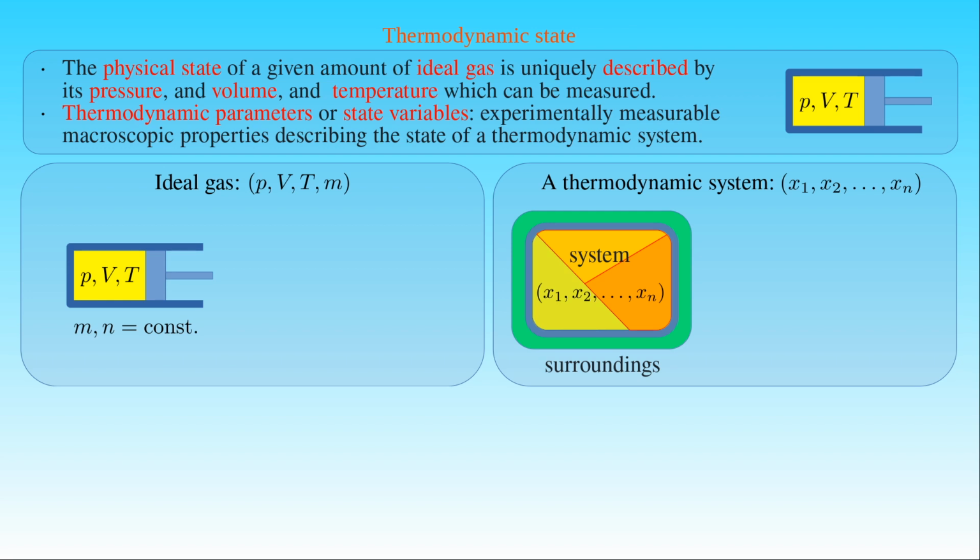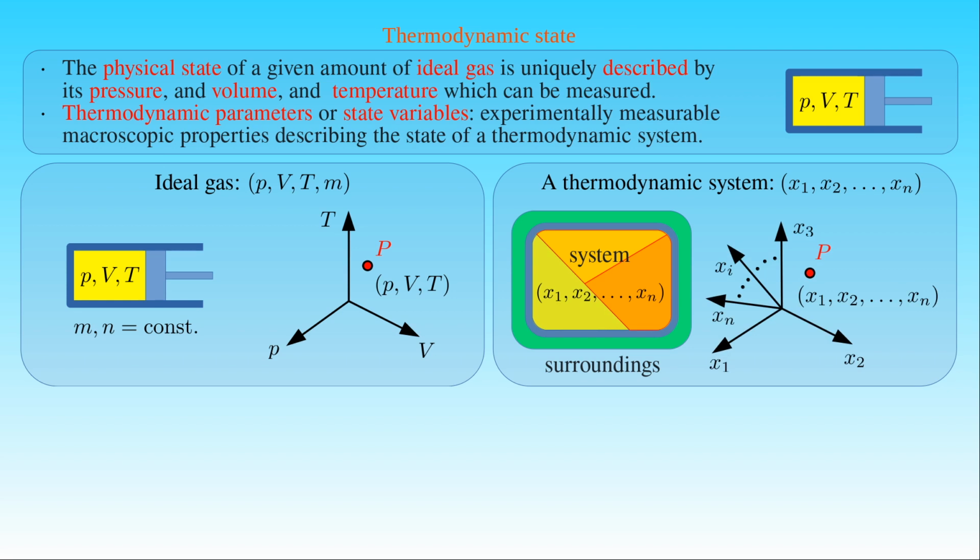Since the state variables for a given amount of ideal gas are its temperature, pressure, and volume, we can plot a three-dimensional Cartesian coordinate system with the axes for these quantities. In this coordinate system, the point P represents a given set of the temperature T, the pressure P, and the volume V describing the thermodynamic state of a given amount of ideal gas. In the general case, we can use the n-dimensional coordinate space for the state variables x1, x2, ..., xn, where the point P represents a given set of the values of the thermodynamic parameters. The variables x1, x2, ..., xn are called the generalized coordinates of the thermodynamic system, and the vector with these coordinates describes the thermodynamic state of the system.